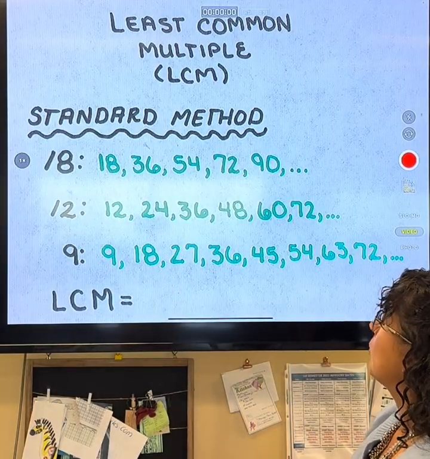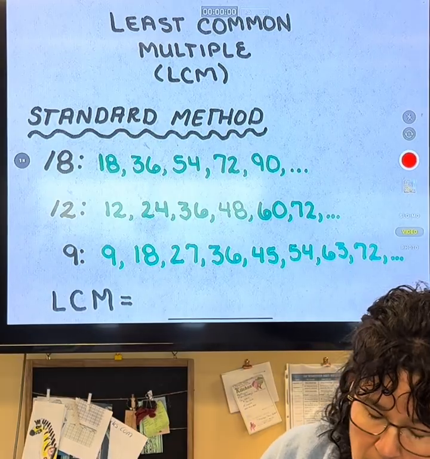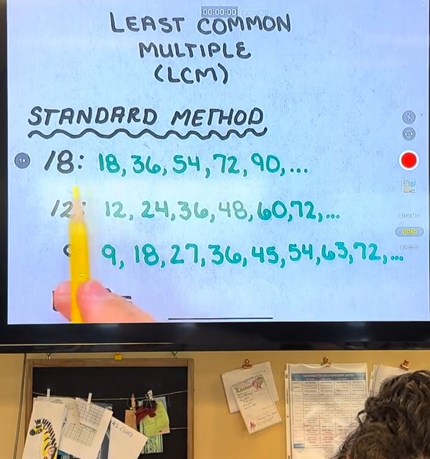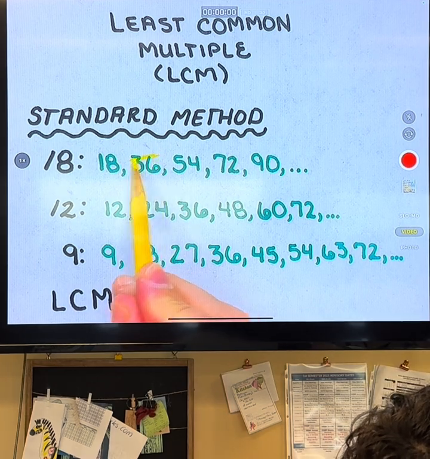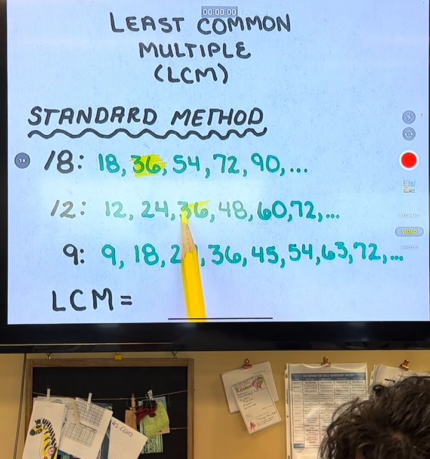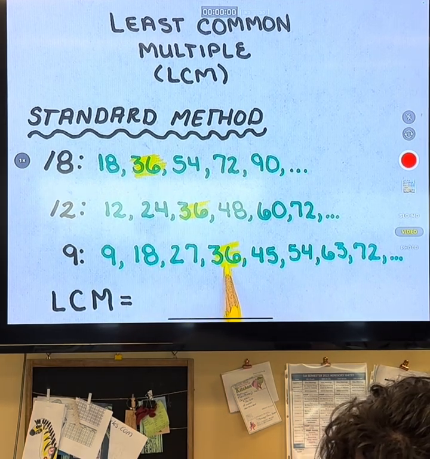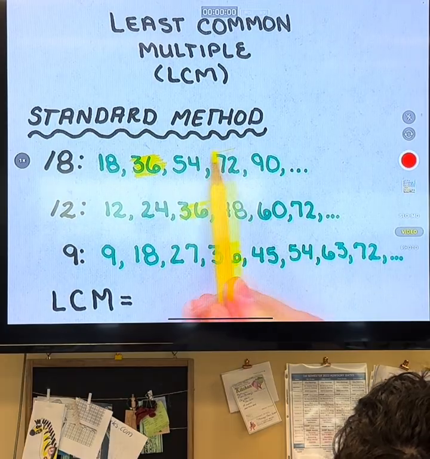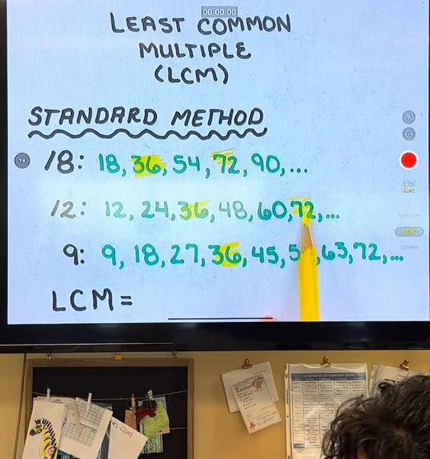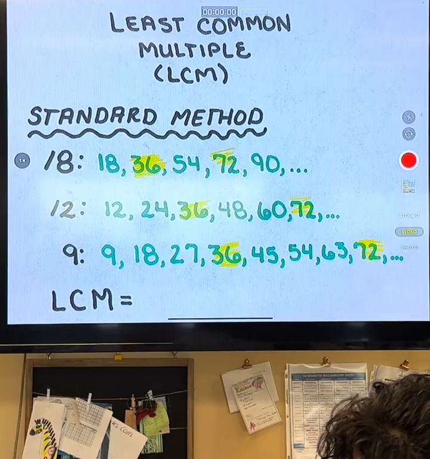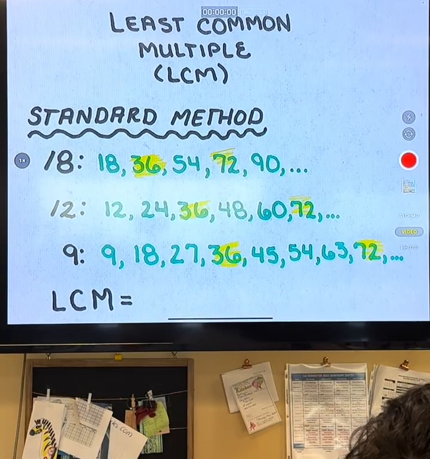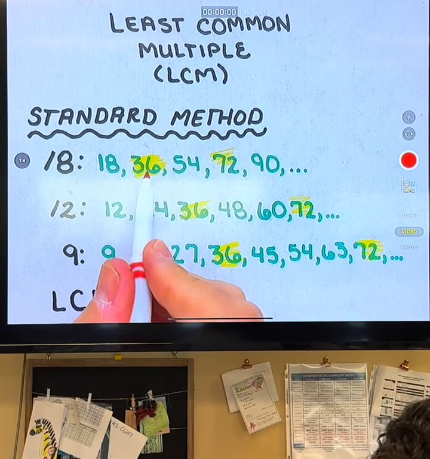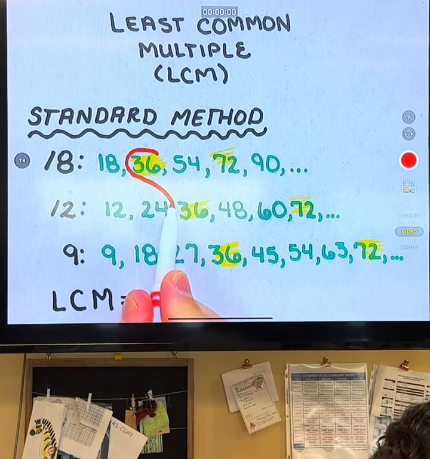Now we're going to look for the common multiples. So in all of these lists, we have a 36, a 36, and a 36. We also have some other ones in common, 72, 72, and 72. The least common multiple is 36.